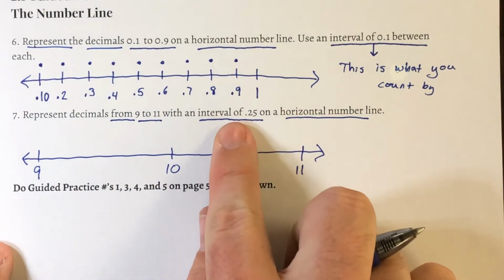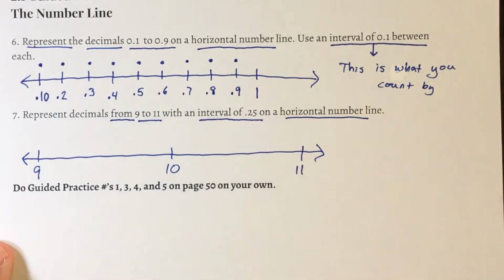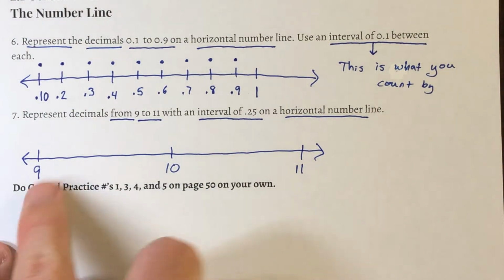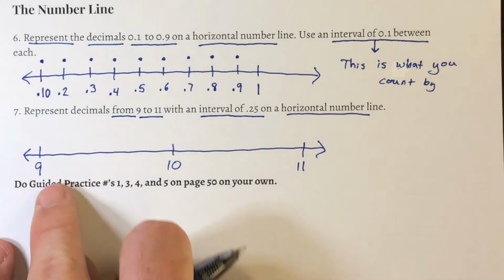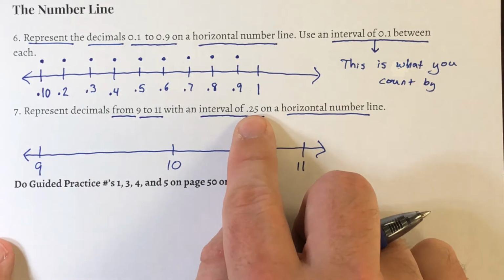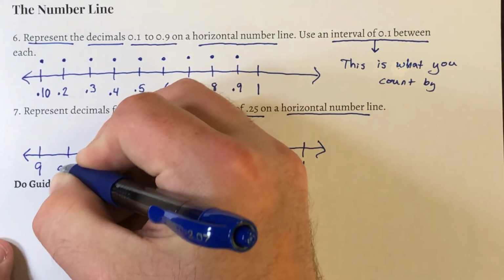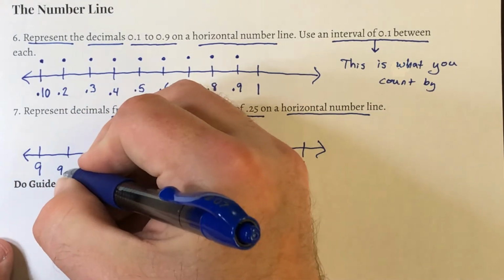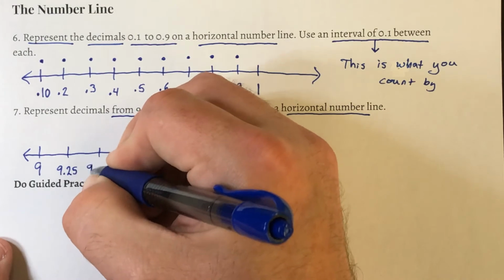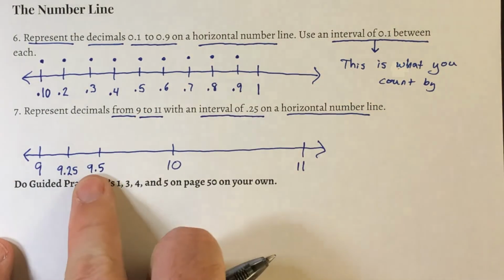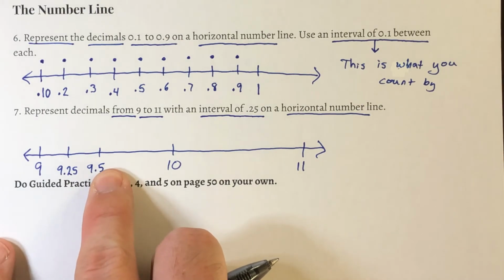Okay. Interval of 25 hundredths. That is what I have to count by. I don't have a choice. I can't just say 9, 10, 11, done. Nope. I have to count by 25 hundredths. So all I have to do is add 0.25 every time. So 9 plus 25 hundredths is 9 and 25 hundredths. Plus another 25 hundredths, I get 9 and 50 hundredths. You can also write just 9 and 5/10. You do not need the extra zeros.